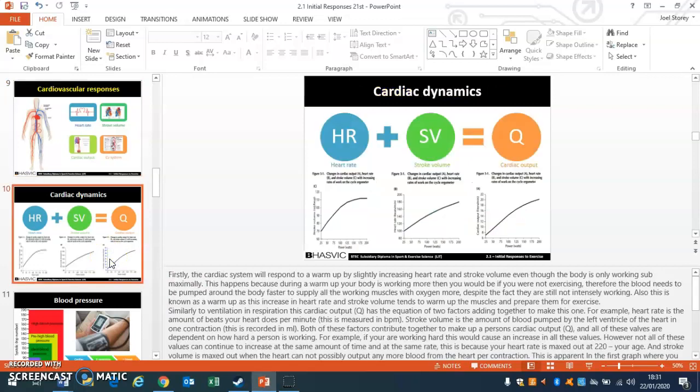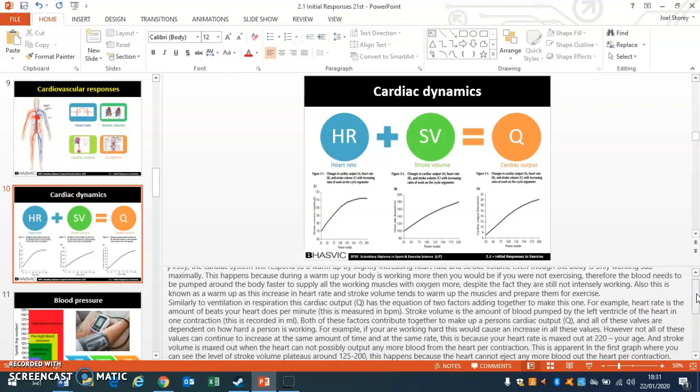Cardiac dynamics. Firstly, the cardiac system will respond to a warm-up by slightly increasing heart rate and stroke volume even though the body is only working submaximally. This happens because during a warm-up your body is working more than you would be if you were not exercising. Therefore the blood needs to be pumped around the body faster to supply all the working muscles with more oxygen, despite the fact that they are still not intensely working. Also, this is known as a warm-up, as this increase in heart rate and stroke volume tends to warm up the muscles and prepare them for exercise, as well as making them more elastic and flexible.